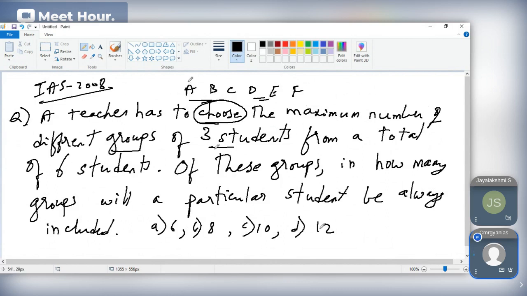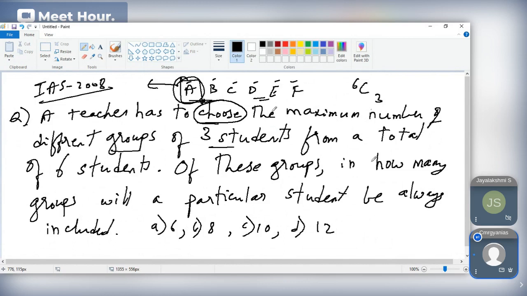Six students, lettered A, B, C, D, E, F. If you take the total, it will be how much? They're telling that out of six students, you should select three students and make a group. Correct? So 6C3. But it's telling that in one group, always one student will be included. So let us say A is always included.